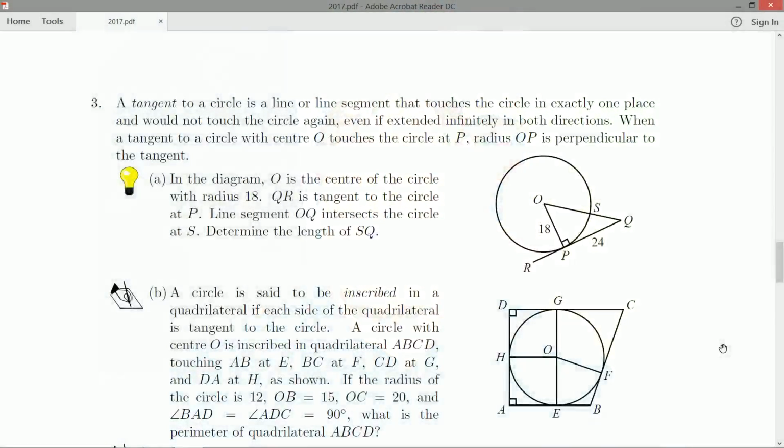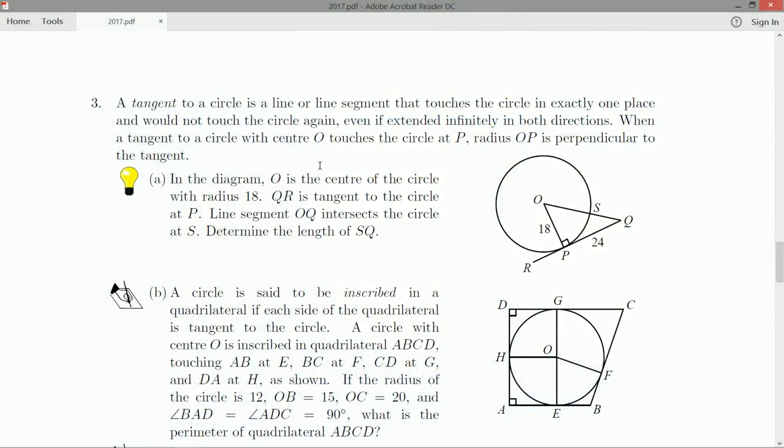Thanks for joining me as we take a look at question number 3 on the 2017 Grade 10 Galois paper. A tangent to a circle is a line or line segment that touches the circle in exactly one place and would not touch the circle again, even if extended infinitely in both directions. I think that's a fine way to define tangent.